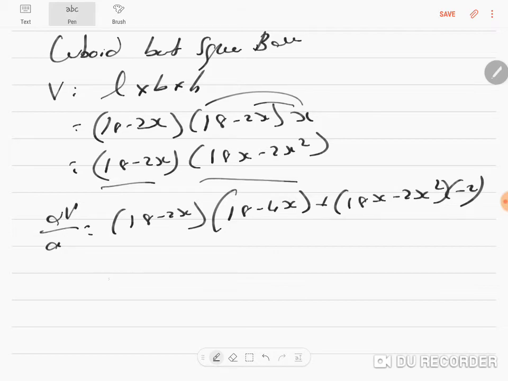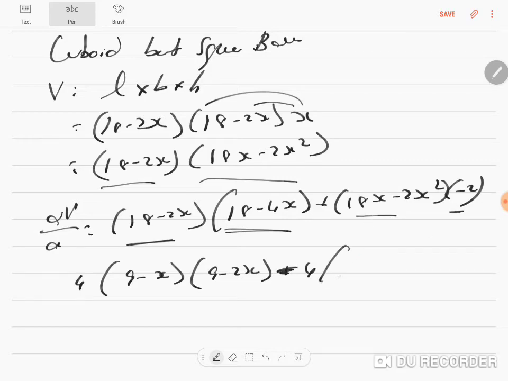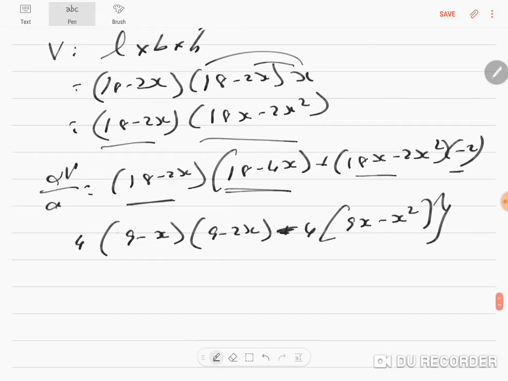So then what do you do? Can you see what is common here? There's a 2 which is common, 2 2s are 4 which is common. So 9 minus x into 9 minus 2x, plus what's common here is another 2, so it will become minus 4 because there's already an existing 2, 9x minus x square. So this is what you get here, correct? Oh sorry, there's a 4 which is common here, no double bracket here.